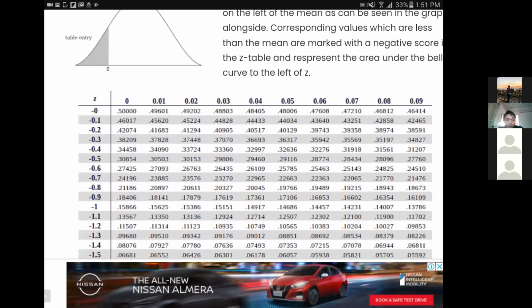Okay. So hinaharap natin is -1.00, di ba? So we're gonna look at this row, -1.0, and then the first column, kasi -1.00. So what's the intersection? It's gonna be 0.15866. Yan yung area to the left ng z equals -1. So yun na yung sagot. Tapos na agad tayo.